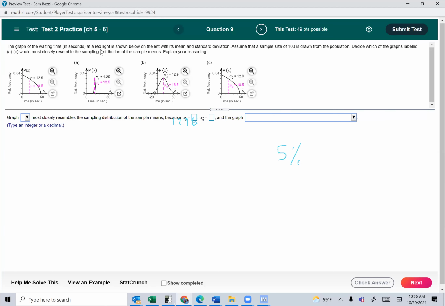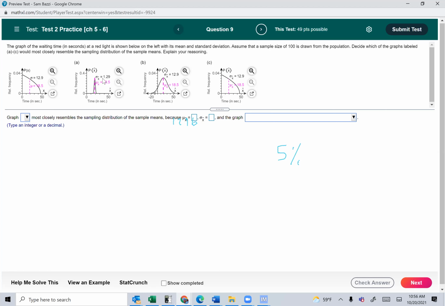The graph of the waiting time in seconds at the red light is shown below on the left. This is the graph with the mean and a standard deviation. Assume a sample size of 100 is drawn from the population. This is the central limit theorem. Decide which of the graphs labeled A, B, C would most resemble the sampling distribution of the sample mean. Remember, guys, when I ran the applet, regardless of how the original population looked, the sample means will be bell-shaped. So we have to choose a bell shape from the three. So this is out. C is out because it's not bell-shaped.